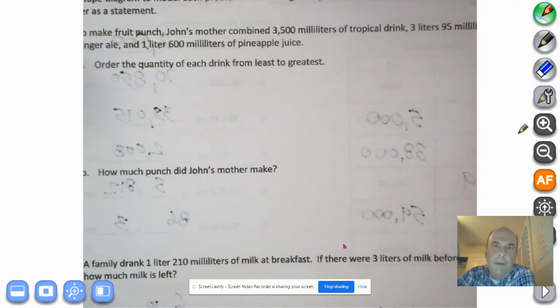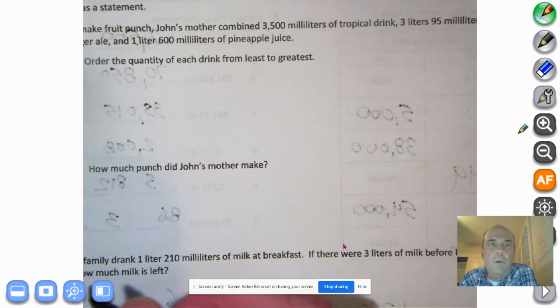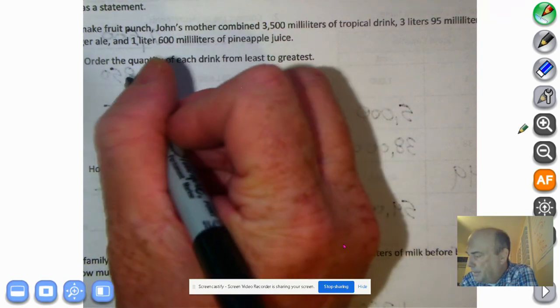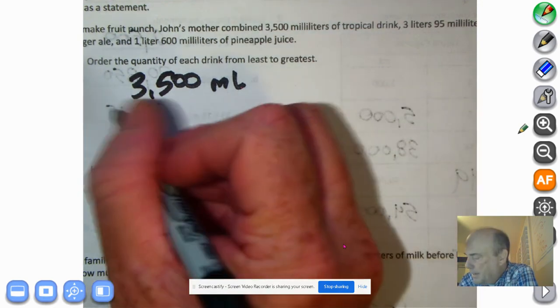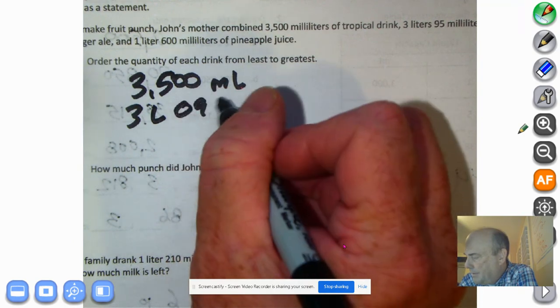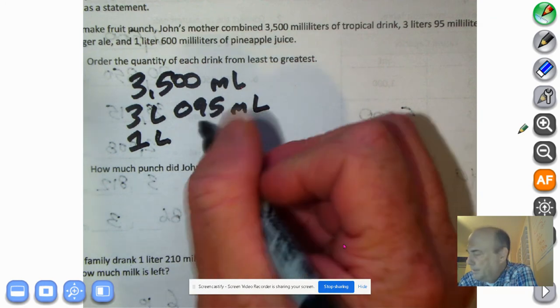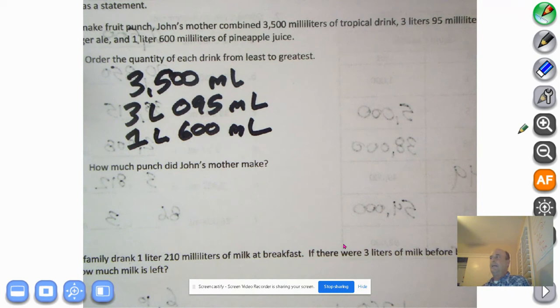So we can see right away the 3 liters would be 3,095. This is 3,500, so 3 liters, 500, and this is only 1 liter. So we'll order the quantity of each drink in greatest to least. So we're going to make 3,500 milliliters, followed by 3 liters, 95 milliliters, and last but not least, 1 liter, 600 milliliters.